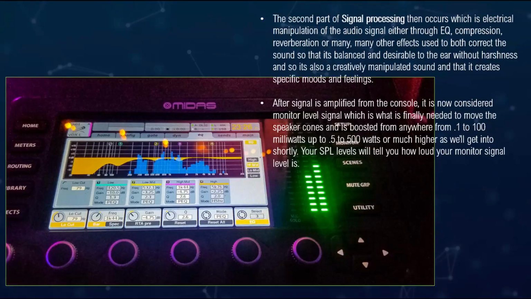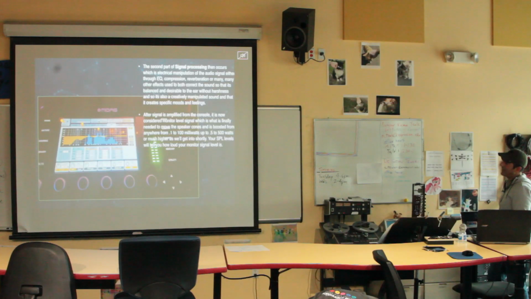The second part of the signal processing occurs, which is electrical manipulation of the audio signal, either through EQ, compression, reverberation, or many, many other effects used to both correct the sound so that it's balanced and desirable to the ear without harshness. And it also creatively manipulates the sound to create specific moods and feelings. For this topic, we won't go into ringing out rooms or the creativity part, because right now we're just trying to get signal to the PA system so that we can start the creative process, with the corrective process beginning first, and then the creative process after.